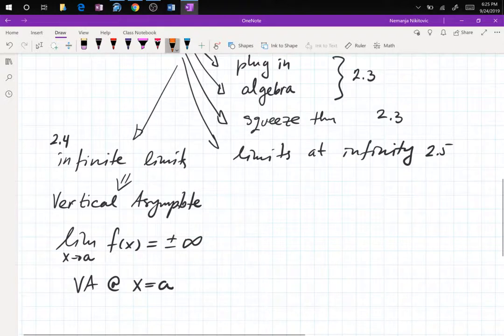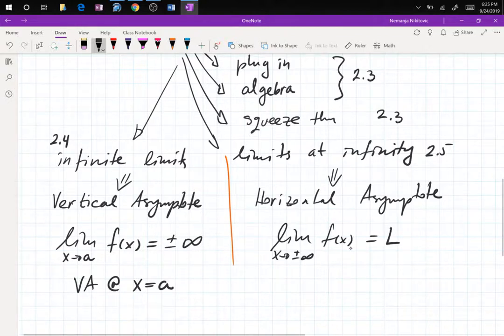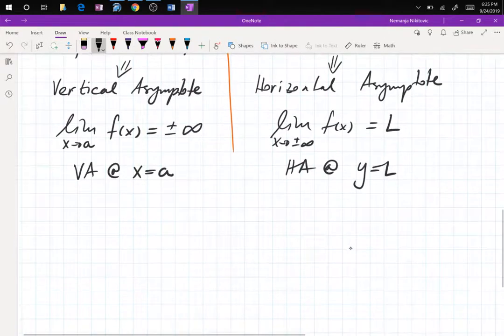And on the other end over here, what's happening with limits at infinity? That gives us, very good, horizontal asymptote. And this is limit as x goes to positive or negative infinity of f of x to be a finite number L, and then we say horizontal asymptote at y equals L. Horizontal asymptote. Number 7, continuity.